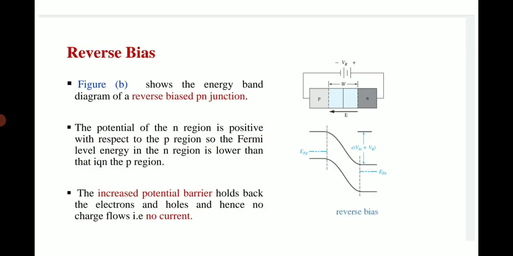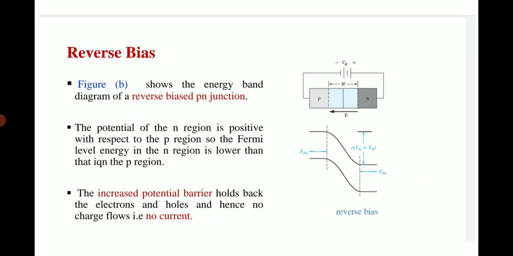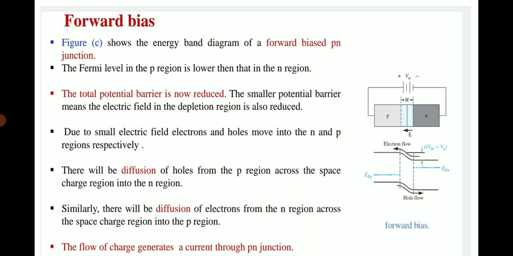And let's see the reverse bias. Fermi level in N region is lower than the P region and this P region is lower than the N region. So the potential barrier now reduces. And smaller potential barrier means the electric field in depletion region also reduces. In reverse bias, it will attract this P region. That means this holes is attracted to the negative charge. That's why the depletion width will be increases. But in that forward bias, this positive terminal is connected to the holes and this same charges will be there.